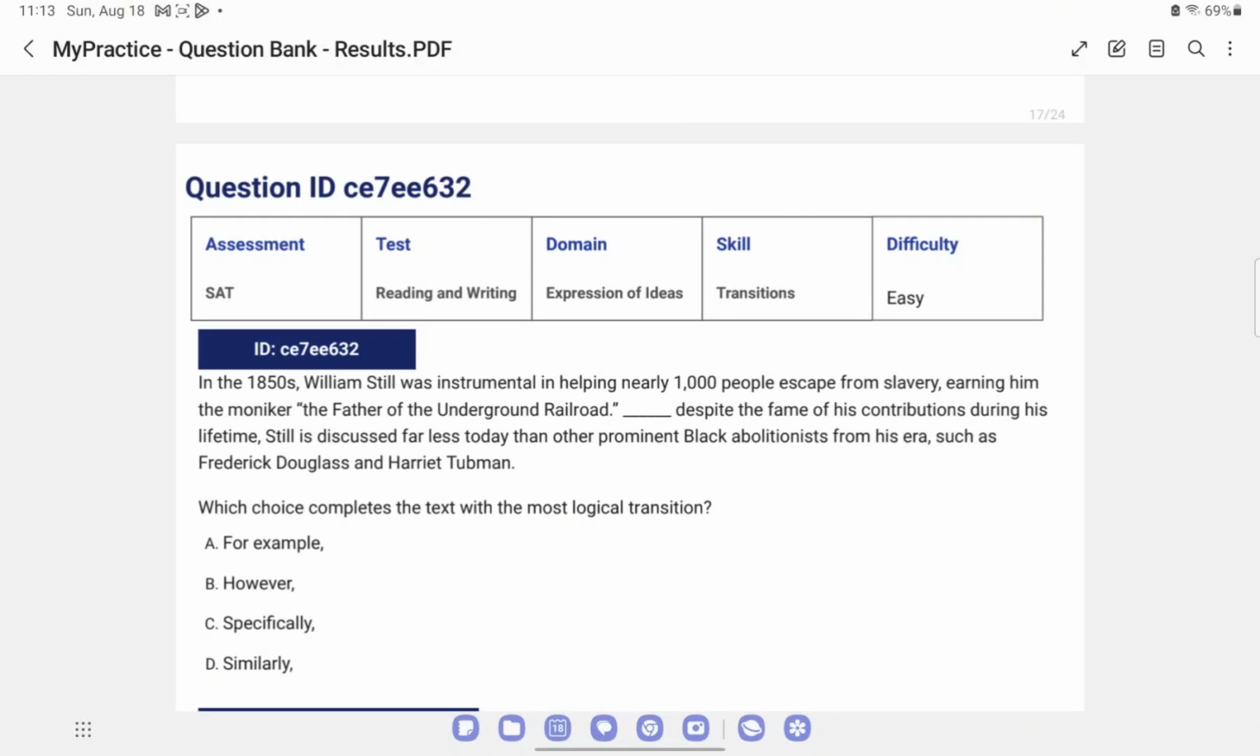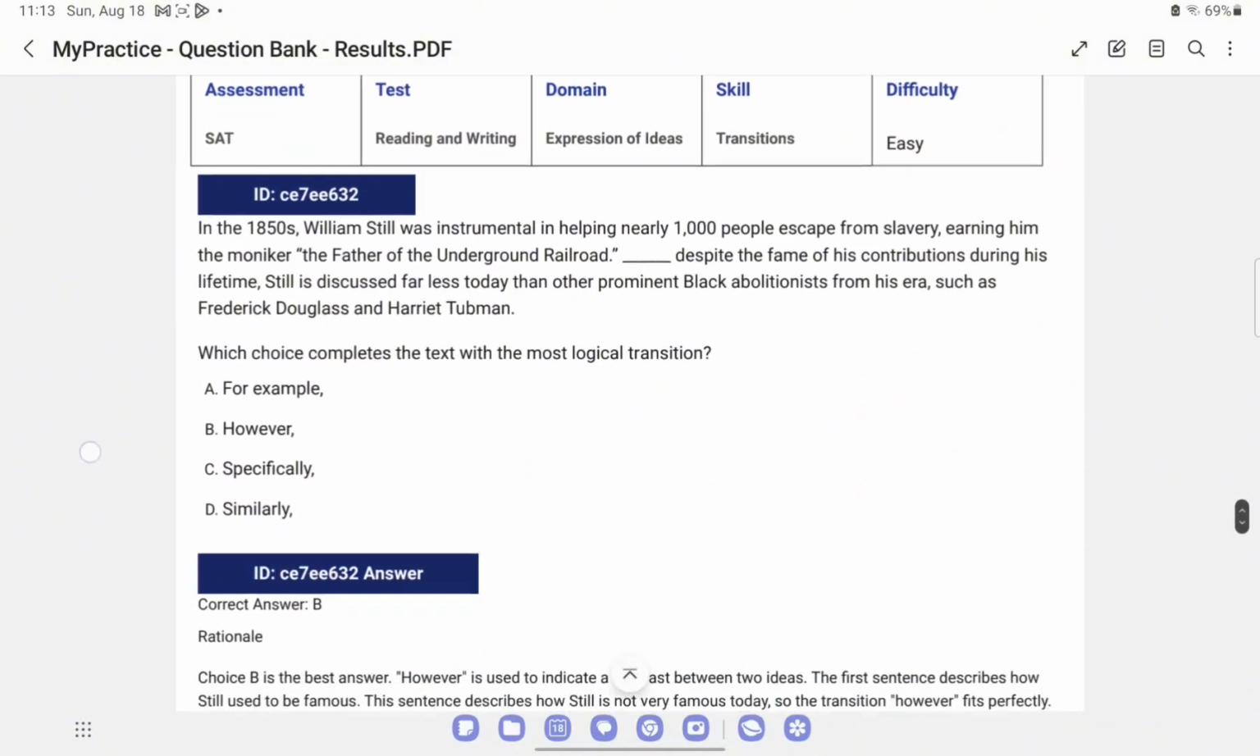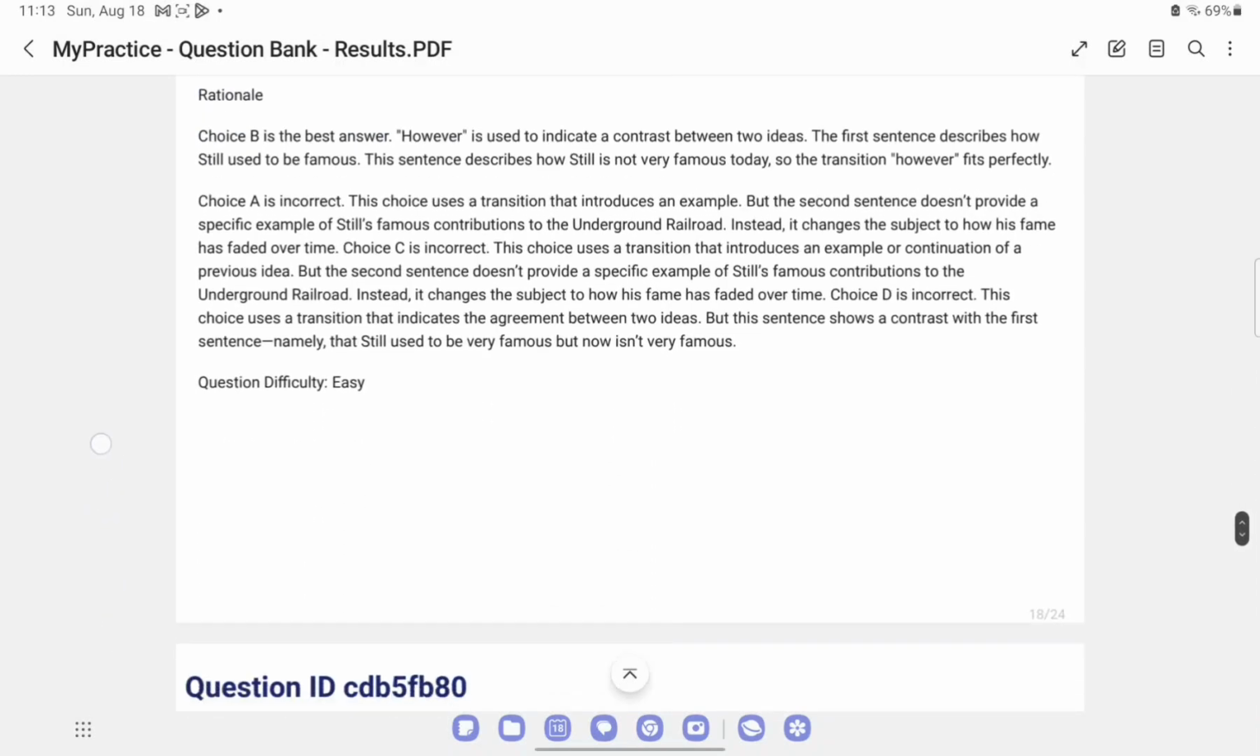So I think it's saying, like, however, because we're not specifying anything, we're not showing a similarity, and we're not giving an example of him helping people. We're talking about how despite him helping people, this is what happened. So yeah, I think it's B. Cool. Okay.